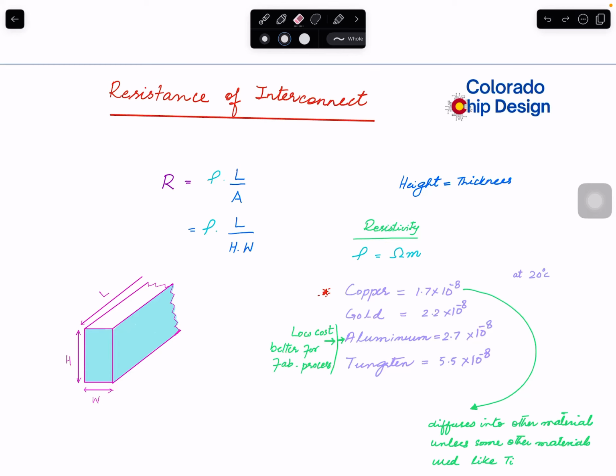Welcome back. Last video was about capacitance of interconnect, and in this video I will explain the resistance. Simple concept, not too much to cover here. There are a couple of key points that I really want to mention. So I think this is going to be a short video and I don't have to speed up that much.